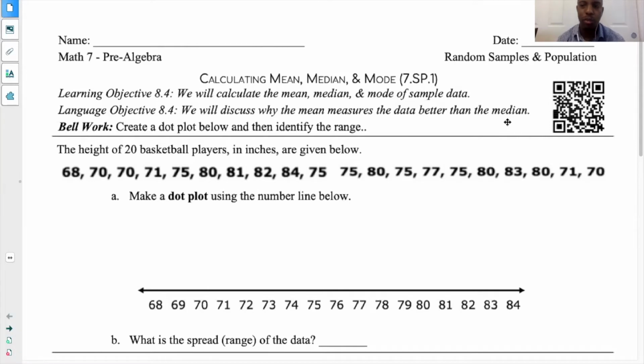Now, we talked about the range before, and if you remember what the range is, it is the highest value minus the lowest value. It's a way for us to look at the spread of the data. So we need to take the highest value minus the lowest value and we'll calculate the range. But we also need to create a dot plot of this information here. Let me give you guys a minute. Take a second to see if you could figure out what the dot plot looks like, as well as what the range of the data is.